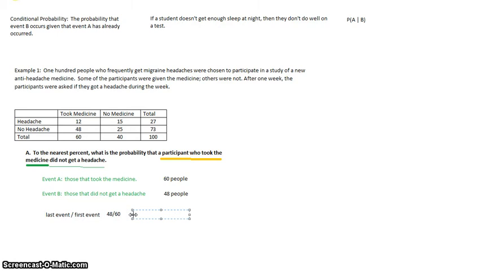If we turn that into a percentage, because it says to, I'm going to take 48 divided by 60 and turn that into a decimal. I get 0.8. In order to turn that into a percentage, I'm going to multiply 0.8 times 100. You will do that every single time. You take your decimal times 100, and I have 80% of the people that took the medicine did not get a headache, which is a pretty good percentage.